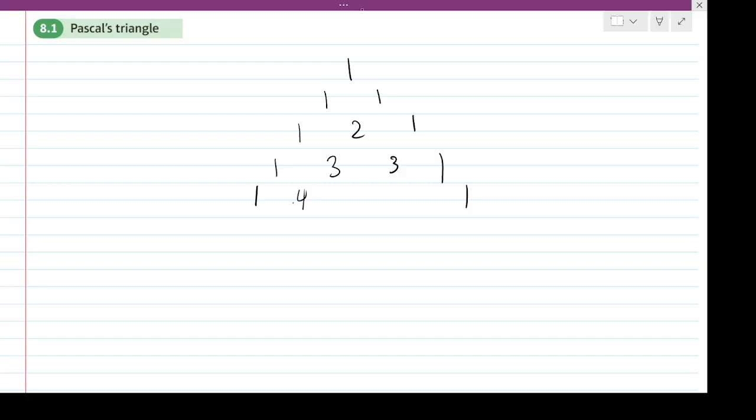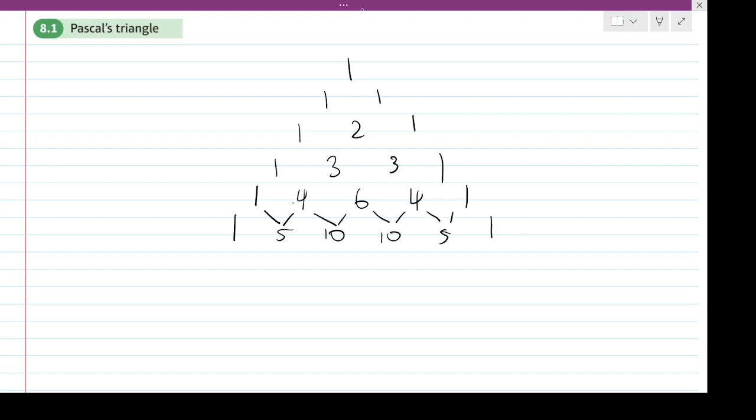Then what about this number in between 3 and 3? That would be 6, right, if we add them. What about 3 and 1? That will get me 4. And again, I can go on. There we are. And then we can go again. So we have 1 here, 1 there. So then 1 and 4 now get me 5 here. And then the next number in between will be 10. In between 6 and 4 will be 10. In between 4 and 1 will be 5.